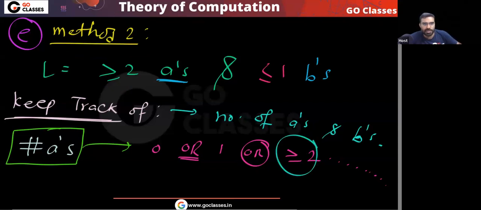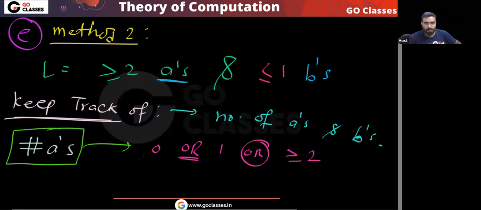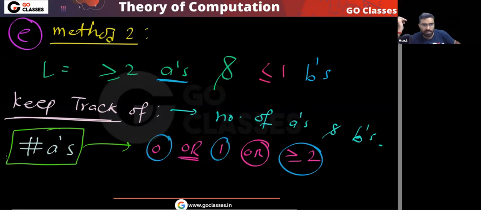So far, do you agree with me that anything in this category is one category? Yes or no? So number of A can be 0, or 1, or greater than or equal to 2. Please tell me. Is this clear so far? So these are the categories. For number of B's, what you will keep track of?